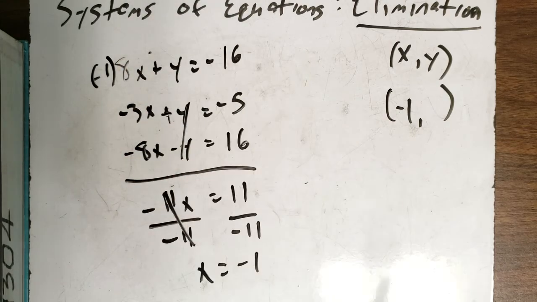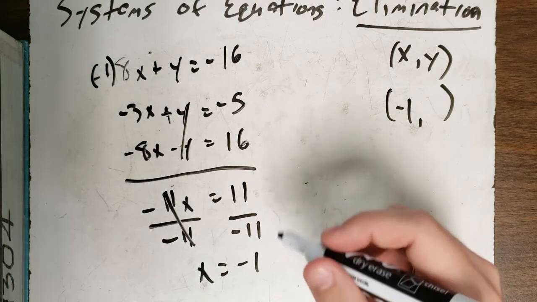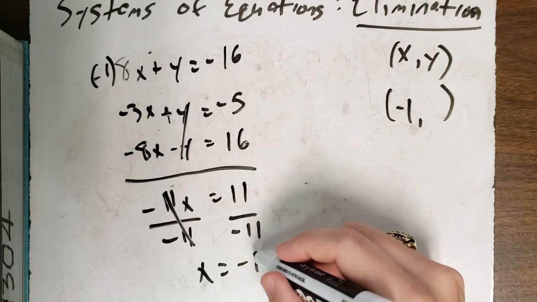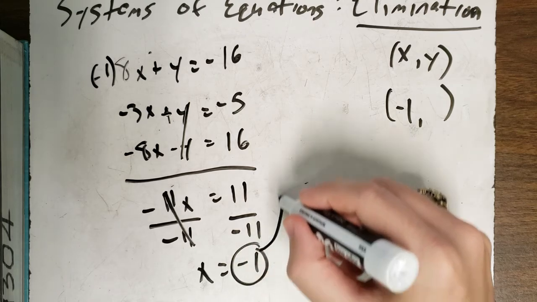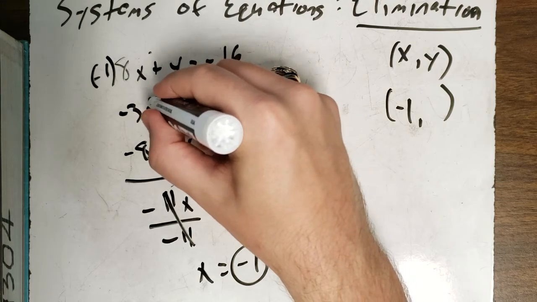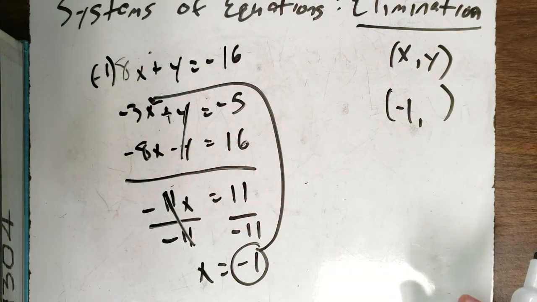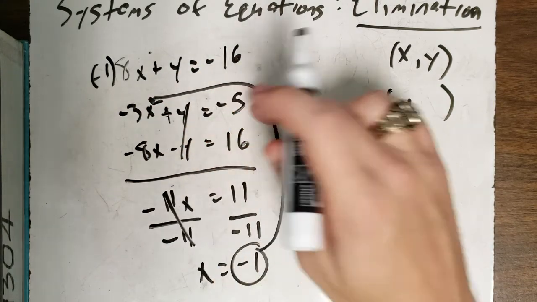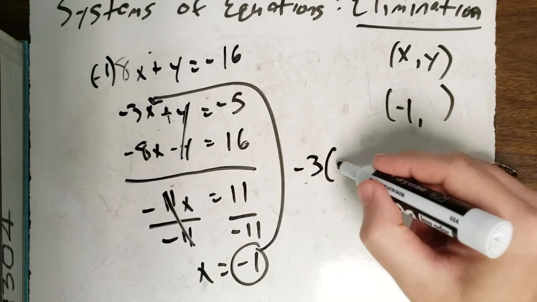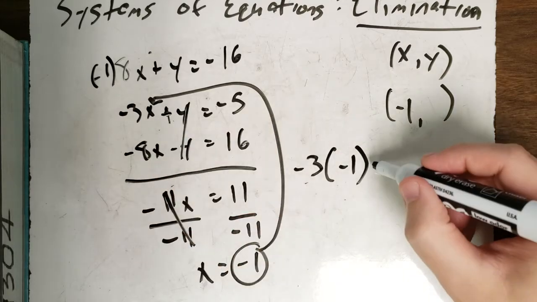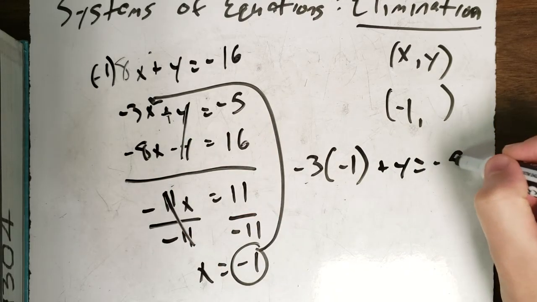Plug it into any of these equations, okay? Let's go ahead and plug it into our second equation because we can, okay? To show you that we can. So negative 1, I'm plugging it into that equation right there, to that x. So we're using this second one. We have a problem. Negative 3 times negative 1 instead of x, plus y equals negative 5. Okay?